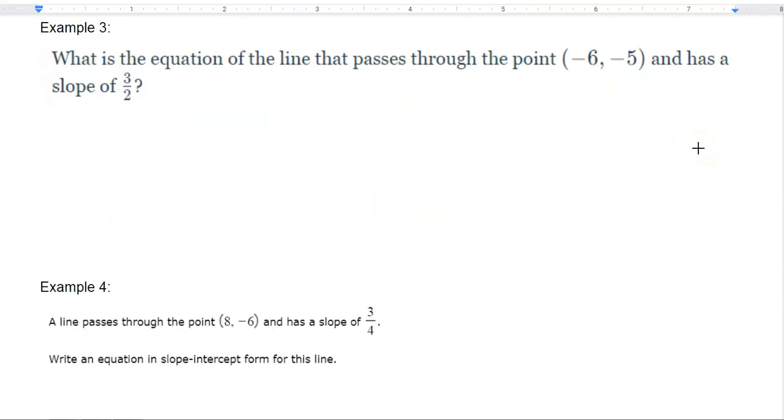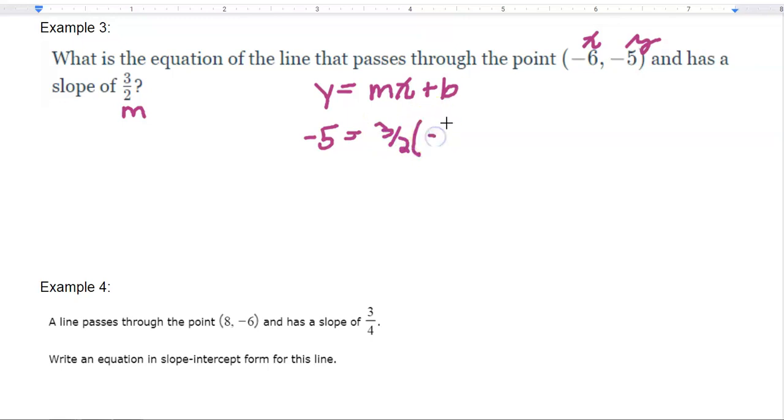What is the equation of the line that passes through the point (-6, -5) and has a slope of 3 over 2, or 3/2? So again, we're going to start off by labeling some stuff. We have an x here, we have a y, and we have an m. y equals mx plus b. Okay, let's start plugging in what we know. y, -5, equals m, 3 over 2, times our x, -6, plus b.